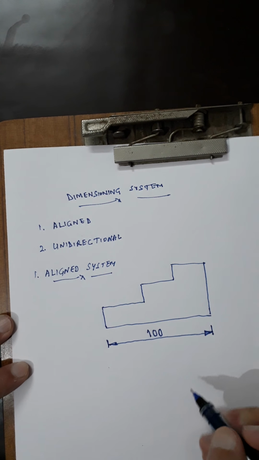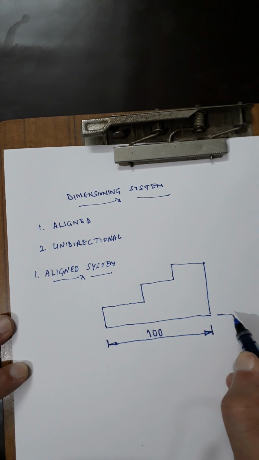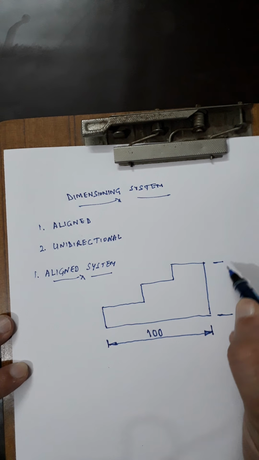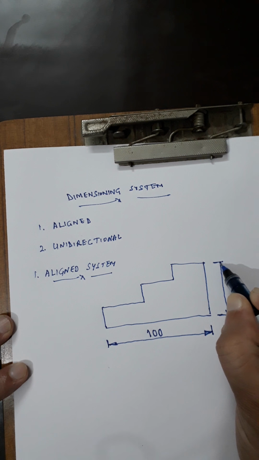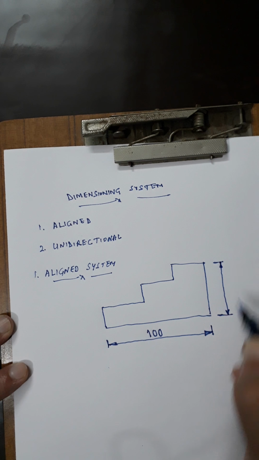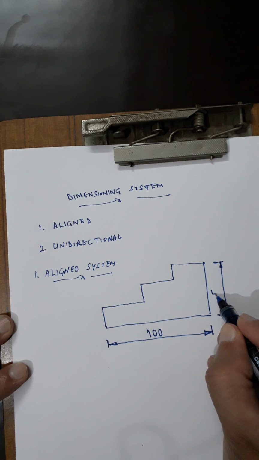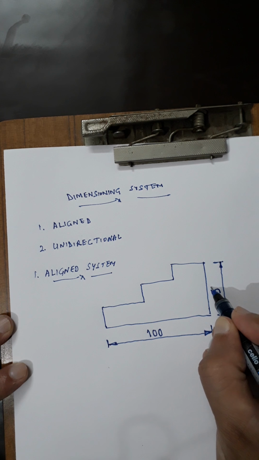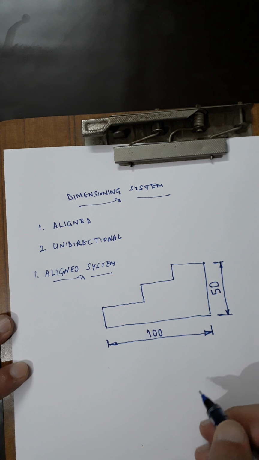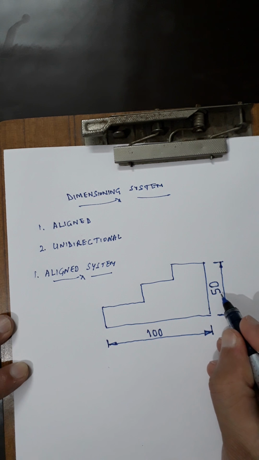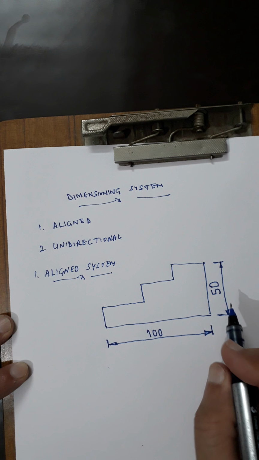So the horizontal dimension is put in such a way that it can be read from the bottom edge of the sheet, whereas the vertical dimension is put in such a way that it can be read from the right hand edge of the sheet. Again I am putting first the extension line, then the dimension line with arrowheads. Suppose this is 50 mm. So it is the aligned system.